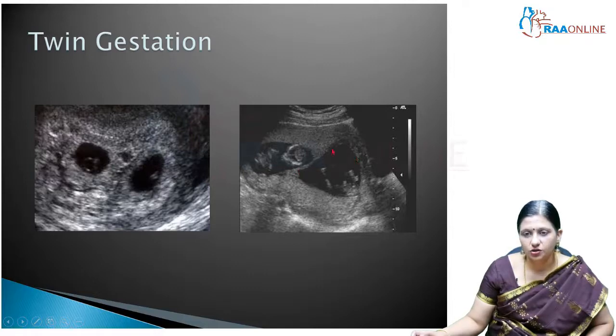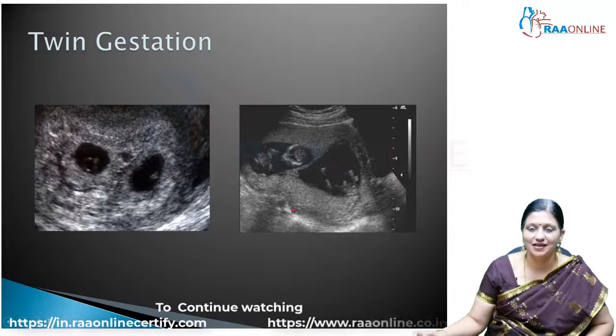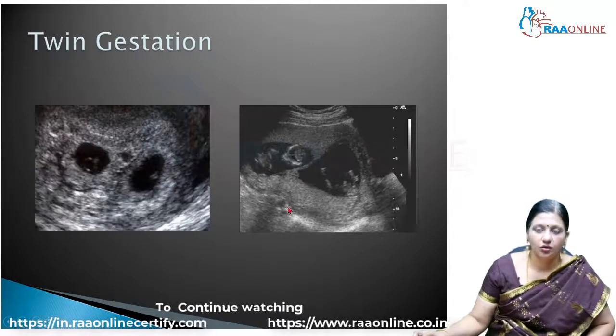This twin also has its own amnion and chorion. So there is amnion, chorion and amnion here, so there are 4 intervening membranes, and it is thick at the margin. The best time to determine chorionicity is in the first trimester, because as gestation advances, this sign will go away.